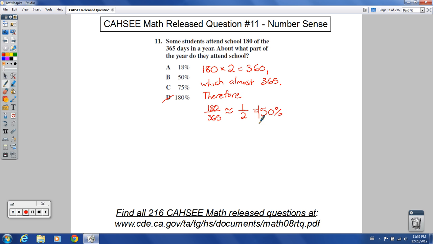So of the choices you have here, 18% would be very little of the year. 75% would be about 3/4. It would be 3/4 of the year. This is, I hope, clearly closest to 1/2 though.